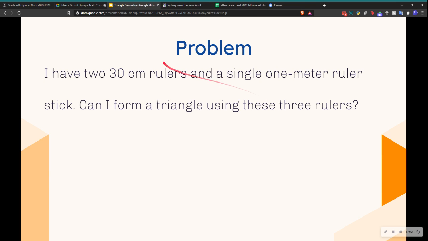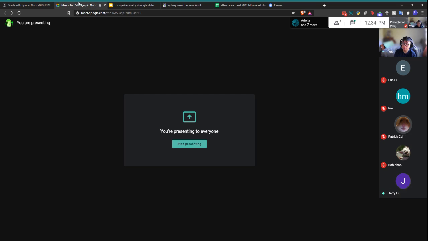It's fairly simple. So I have two 30-centimeter rulers and a single 1 meter ruler stick. Can I form a triangle using these three rulers? Just say yes or no if you know the answer, and tell me why as well. All right, why not, Jerry?